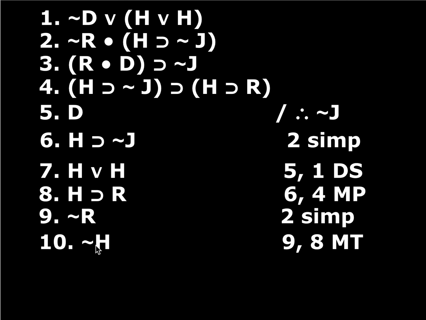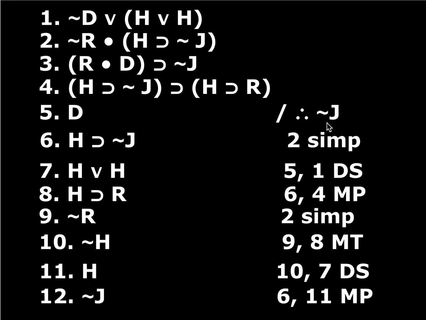So I'm going to do that. I have a conditional. I have the negation of the consequent, so I can derive the negation of the antecedent, not H, right here. And now look, here on line 10, I have the negation of this disjunct. This is H, this is not H. So I have the negation of the second disjunct. So disjunctive syllogism says then I can derive the first disjunct on a line by itself. So now I've got H. And now I can do modus ponens on 11 and 6 to get not J.